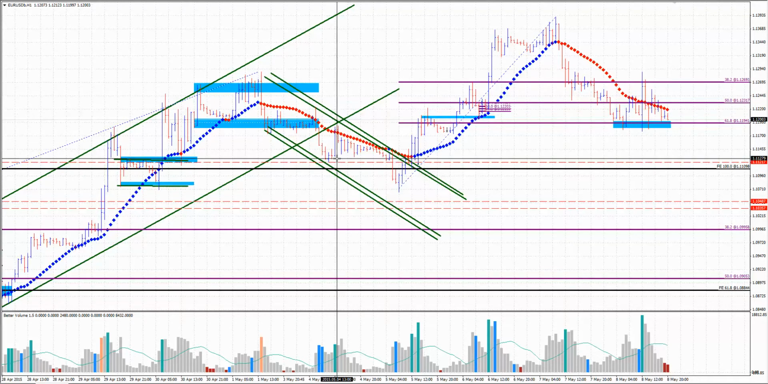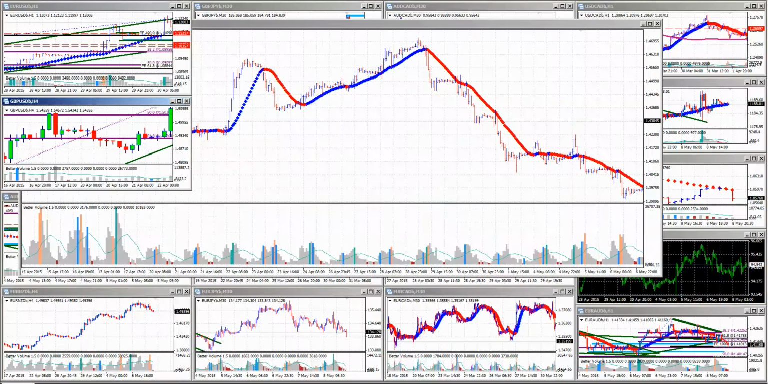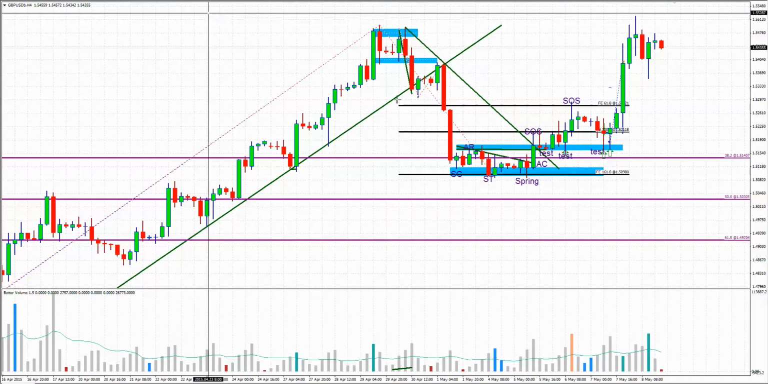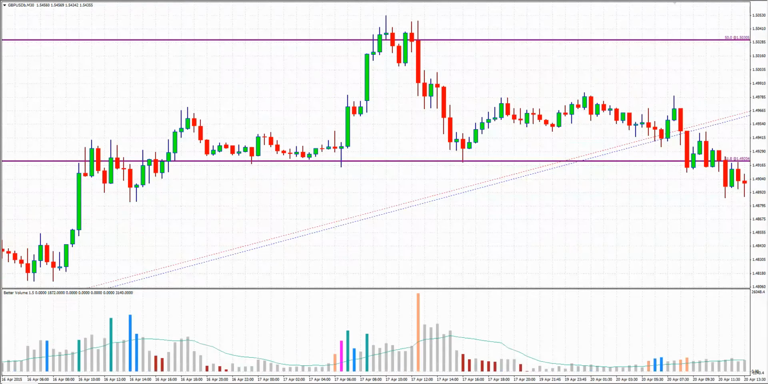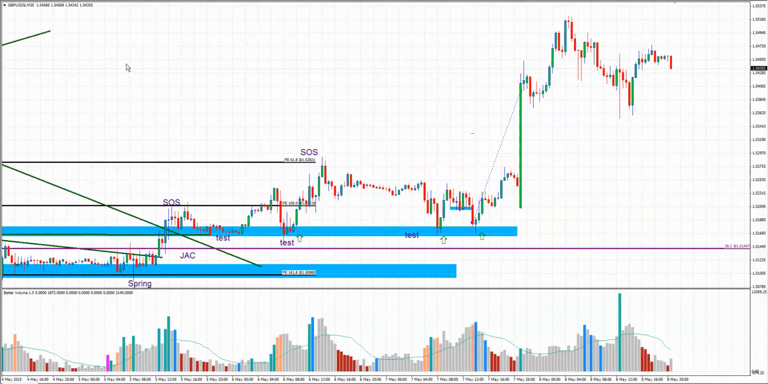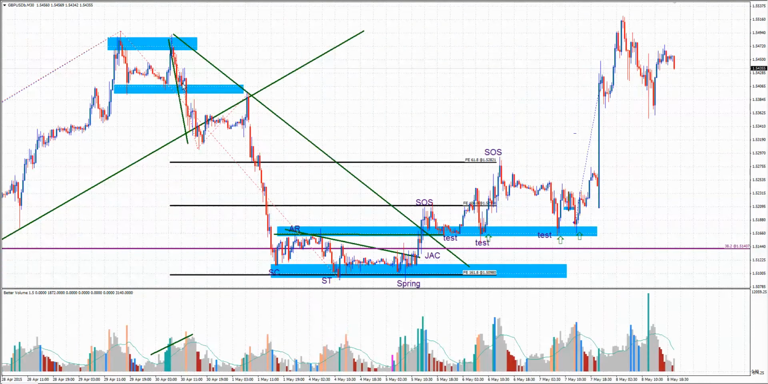GBP also created a few days base here. This was a few day base and then went higher, and that is what happened on this pair. So after the break of this accumulation, we did a few tests and then price went higher. That's pretty much what happened this week on the GBPUSD.